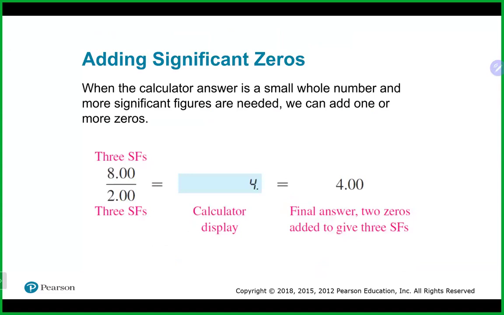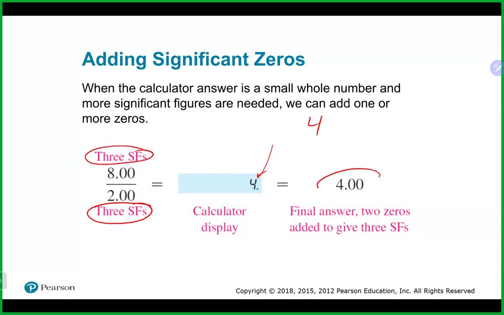Again, if we did this one, we're dividing. We have 3 significant figures up on top, 3 on the bottom. Again, our calculator is not going to probably give us the correct number of significant figures. So this would be a case where we do have 4, but written like that, obviously, a 4 would have one significant figure. And in this case, we actually need 3.